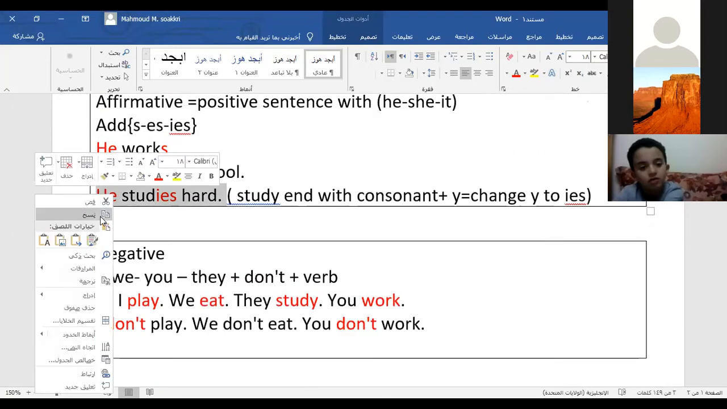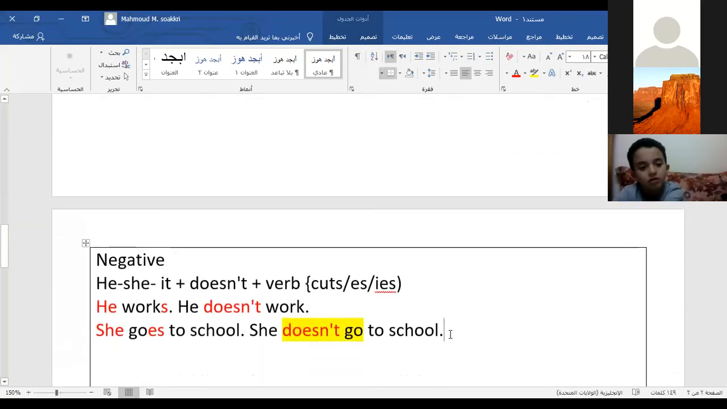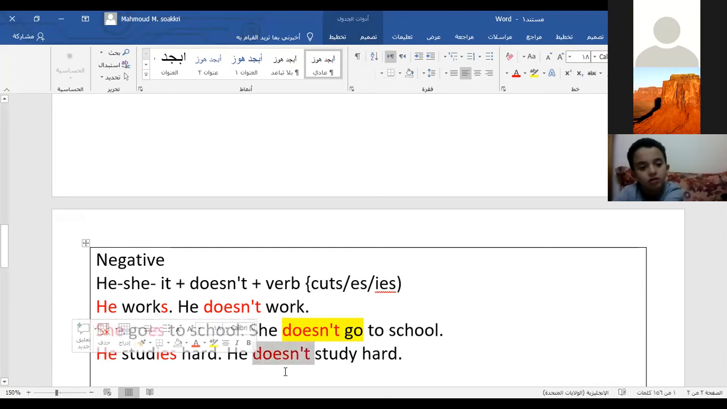He studies hard. He doesn't study hard. Here the verb ends with IES. Because it was ending with Y, it was consonant plus Y, and we changed Y into IES. When we use doesn't, we return it back to the original verb. In other words, we cut the IES and we put Y.